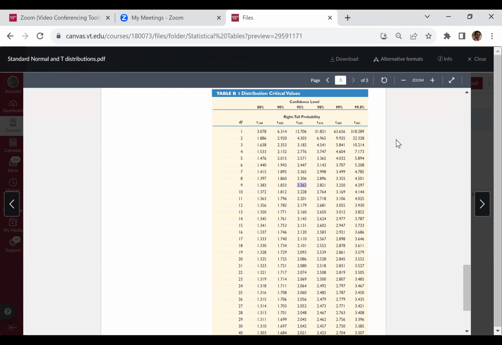Alpha over 2 is 0.025 and degrees of freedom is 9. So it's 2.262. So let's go to these slides.